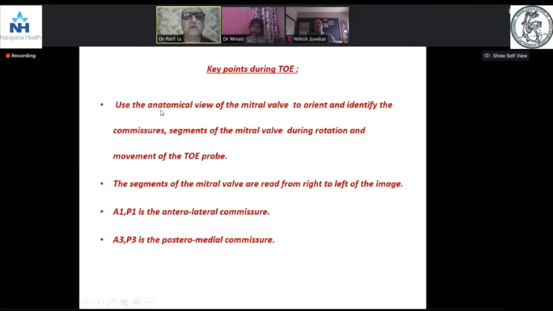Now coming to some important points during transesophageal echo: one, we can use the anatomical view of the mitral valve to orient ourselves and identify the commissures and segments of the mitral valve by doing the rotation and movements of the probe. Second, the segments of the mitral valve are read preferably from the right to left of the image. Okay, and we need to understand that A1 P1 is the anterolateral commissure and A3 P3 is the posteromedial commissure.